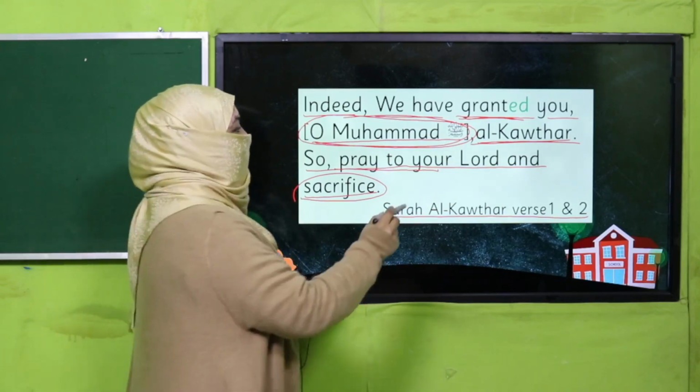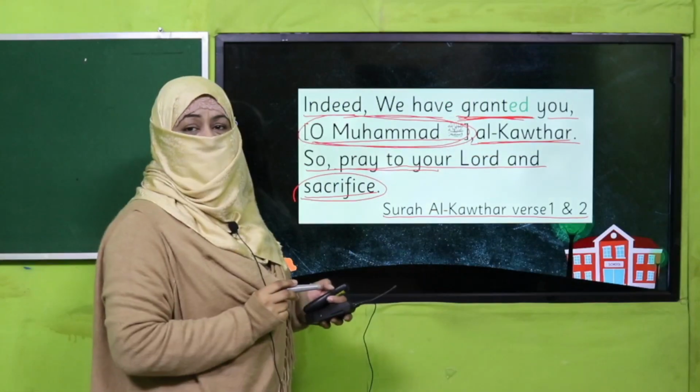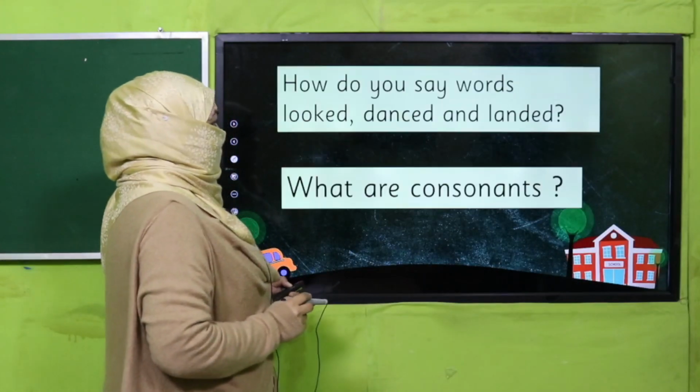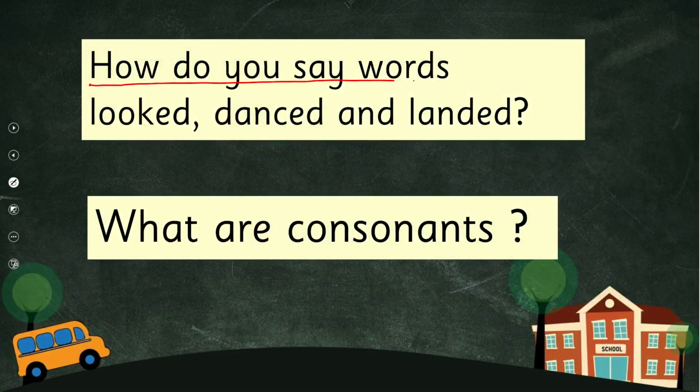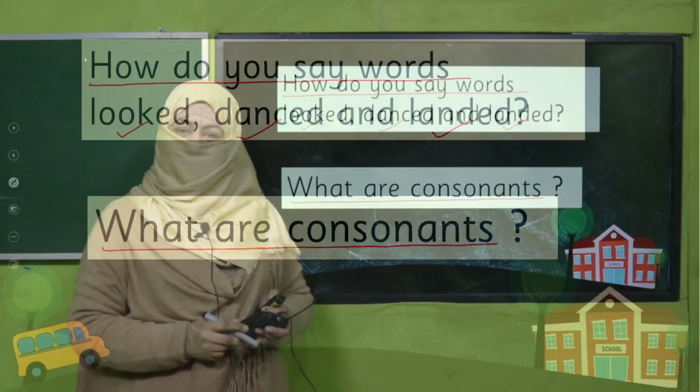So beta, now look at this word, granted. How do we say it? Granted. So you tell me, how do you say these words? Okay, there are three words. How will you pronounce them? And what are consonant clusters? Now pause the video, answer these questions to your teacher, and then come back.